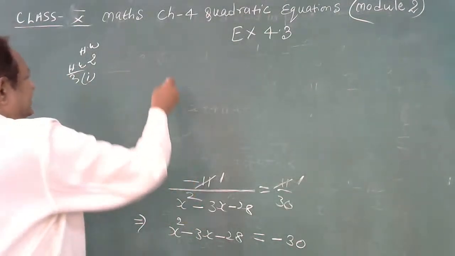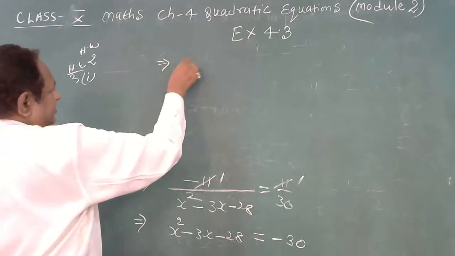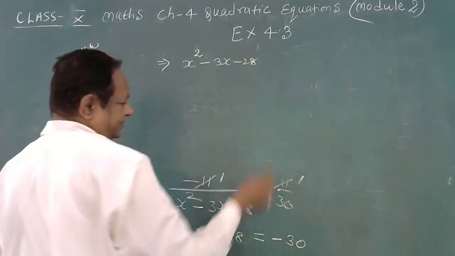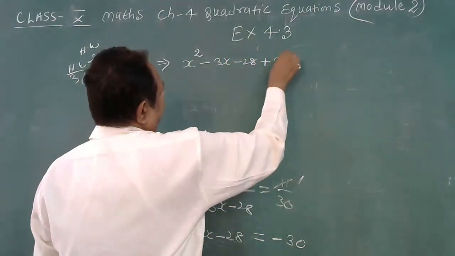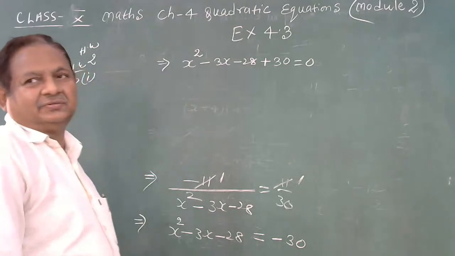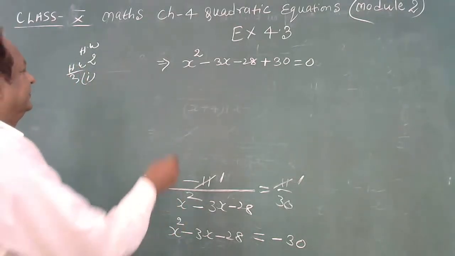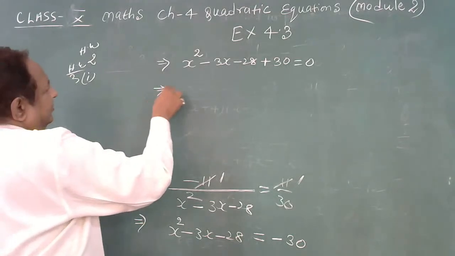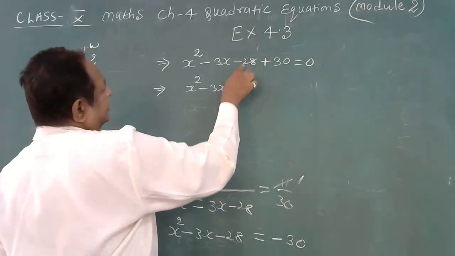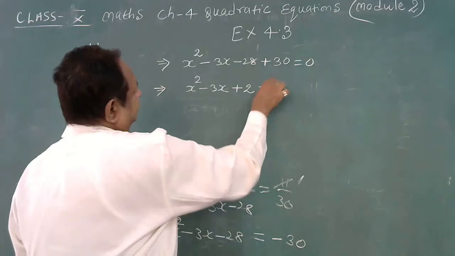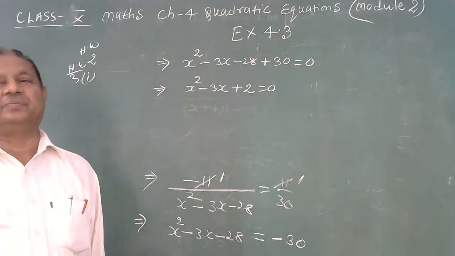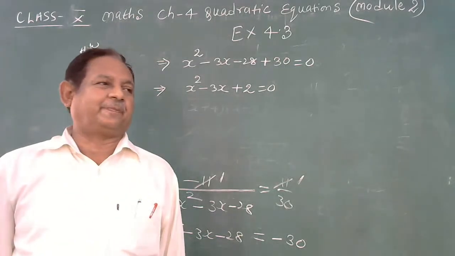Now this can be written as x square minus 3x minus 28 and plus 30 is equal to 0. Transferring minus 30 from RHS to LHS, there will be a change in sign. This implies that x square minus 3x, 30 minus 28 is plus 2, is equal to 0. This is a quadratic equation in general form, ax square plus bx plus c is equal to 0.